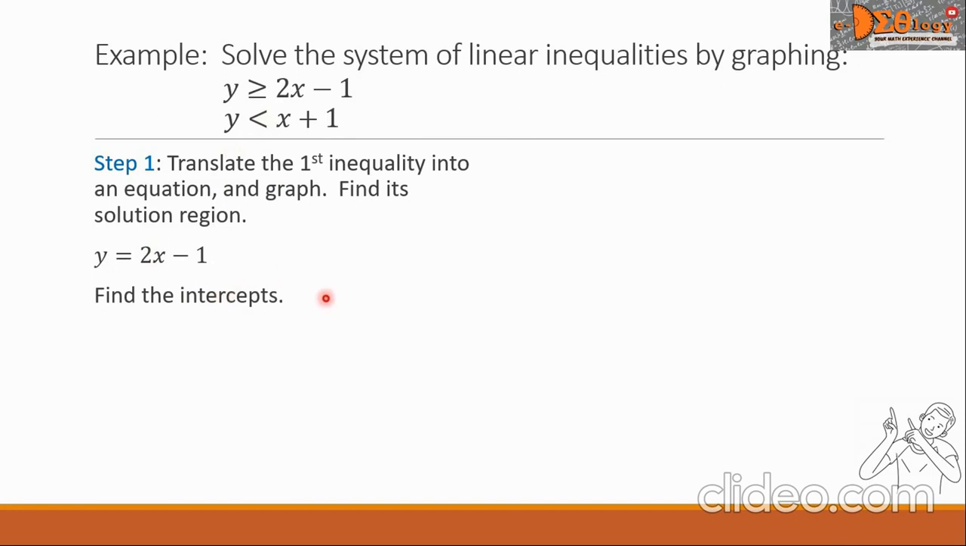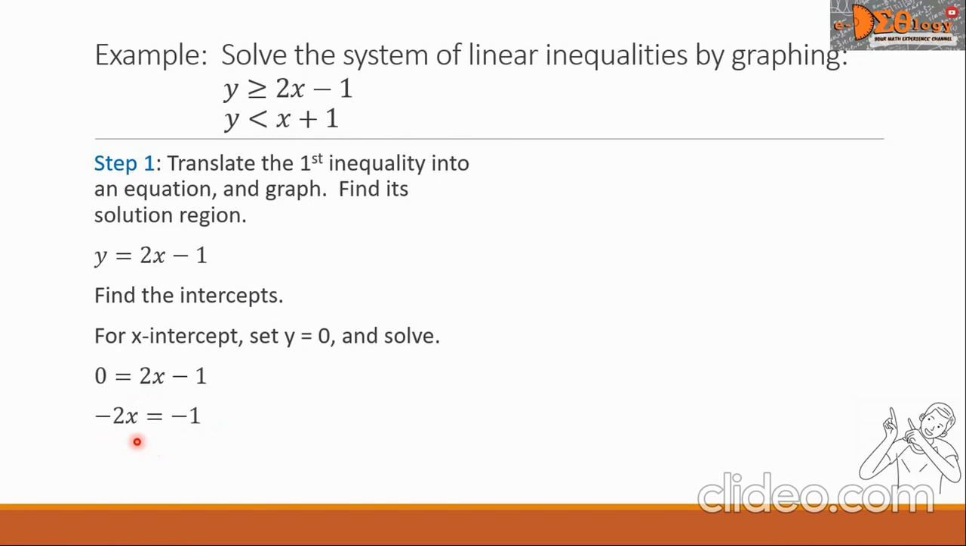First, we will find the intercepts. For the x-intercept, we know that y should be set to 0 and solve. So this equation now becomes 0 for the y, and this is equal to 2x minus 1. Let us transpose the 2x to the left, and the sign must be changed from positive to negative. So we have negative 2x equals negative 1.